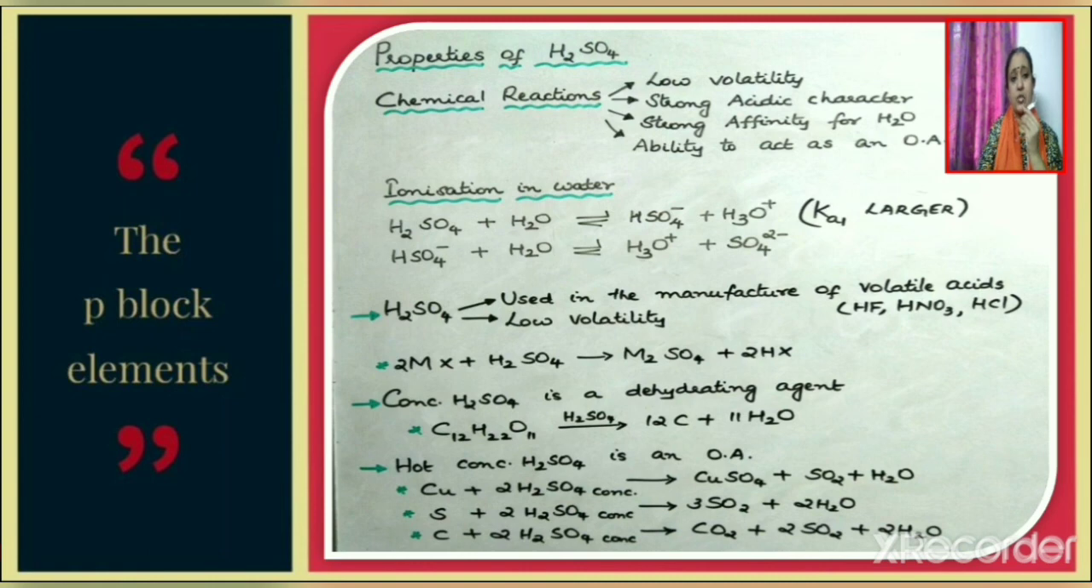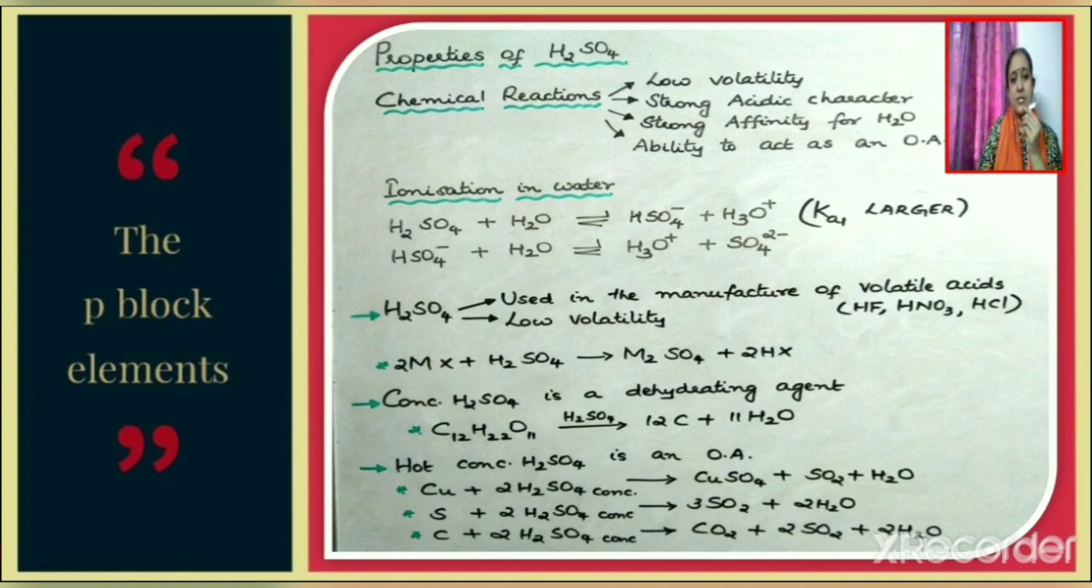Sulfuric acid, because of its low volatility, is used in the manufacture of volatile acids like HF, nitric acid and hydrochloric acid. So how can we write the equation? 2MX plus H2SO4 gives M2SO4 plus 2HX. Concentrated sulfuric acid acts as a dehydrating agent. It helps in the removal of water. For example, C12H22O11 when treated with sulfuric acid gives 12 carbon plus 11 water. This reaction shows that here sulfuric acid acts as a dehydrating agent.